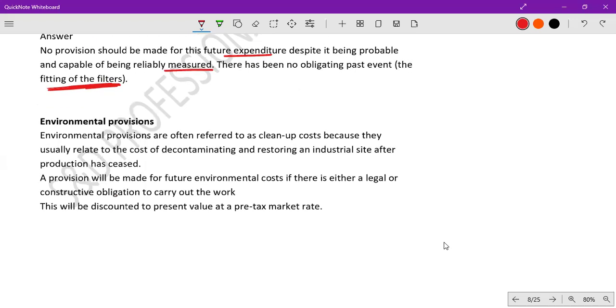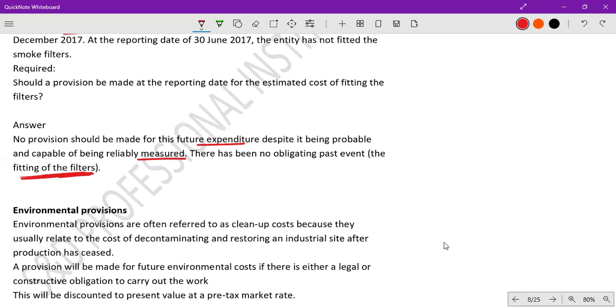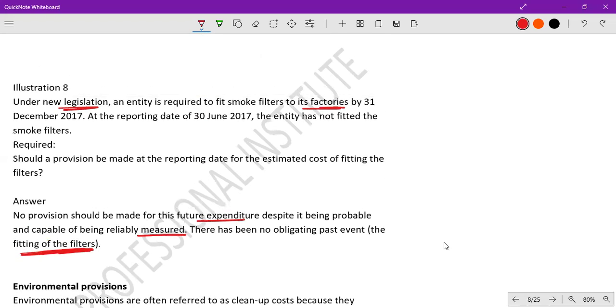Madam, are you okay now? Hello, Sir Desmond. Yes, sir. So if the reporting period had been on that same 31st December 2017, if the reporting date had been 31st December 2017, would there be a provision? If yes, then there is a present obligation.